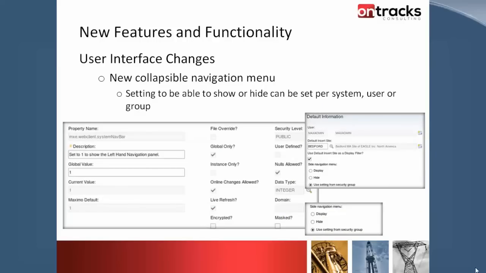Because this left-hand navigation was introduced, we do have the ability to hide or show it from a system setting perspective. You can have it set so that it either hides or shows from a system perspective. So if you're used to the select action and you don't want to show it, we can actually hide or show it through a system property. Each user also has the ability to hide or show it by default, as well as a setting in the security group. So there are some options there that we have.